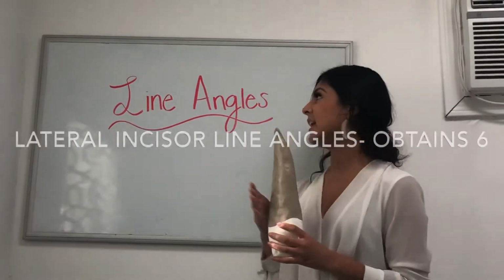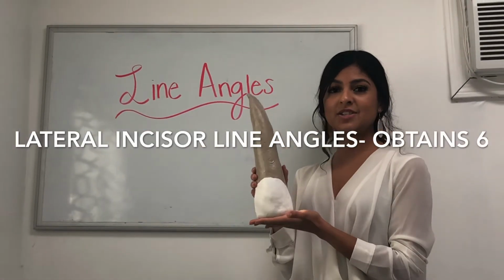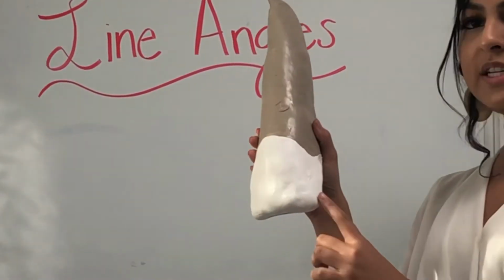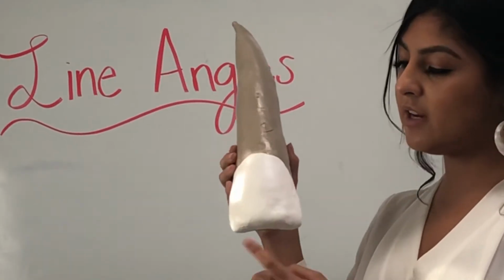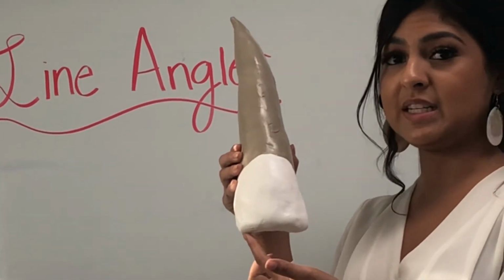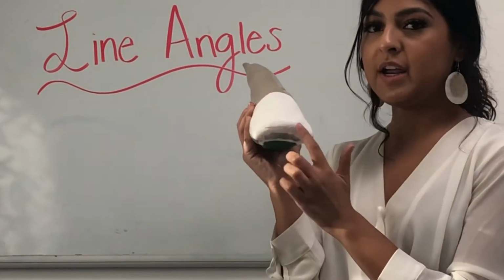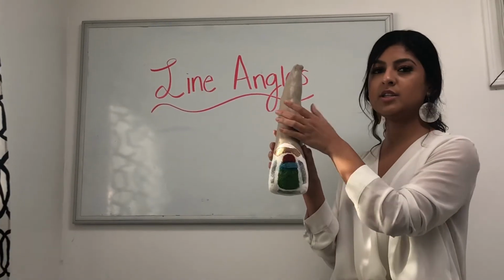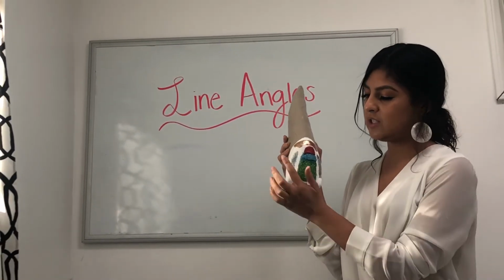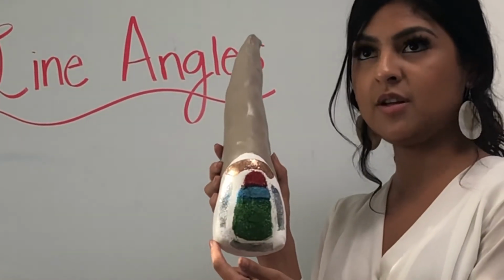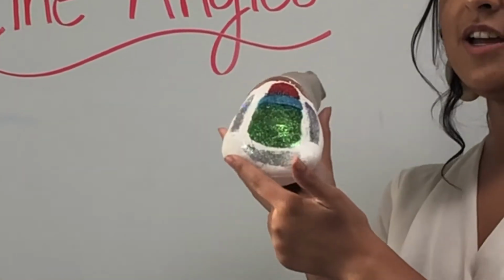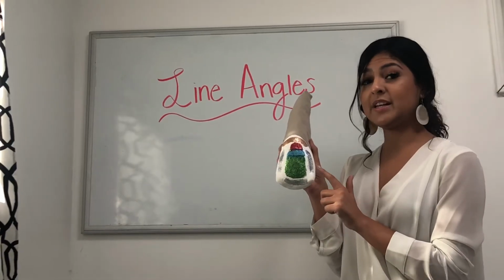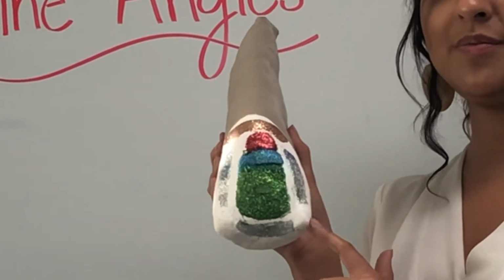Alright, so now I just wanted to get into the line angles. The lateral incisor has 6 different line angles, and I'm going to start with the mesial side. Right here on this edge is the mesial incisive, and on the other side is the distal incisive. On the bottom right here, this area is the labial incisive. Now turning to the lingual view, we're going to start again. This is the mesial lingual, then right here is the lingual incisive, and at this point right here, that's the distal lingual.